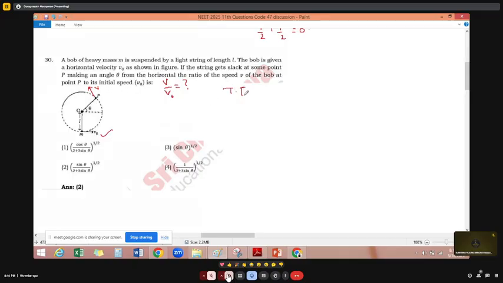So total energy at the bottommost point, let me call this point A, should be equal to the total energy at point B. Total energy means kinetic energy plus potential energy at A, which equals kinetic energy plus potential energy at point B. What is kinetic energy at point A? Half m v naught square.